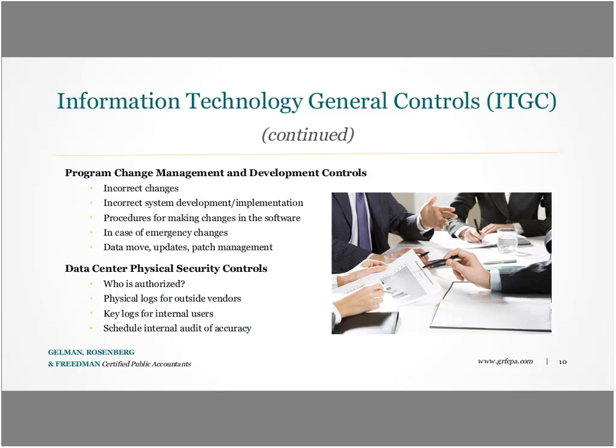The next general control is program change management and development control. What this really means is that if you have incorrect changes, it's going to result in incorrect data. And what happens if you have incorrect development or implementation of a system? You're going to end up with bad data. So there are two parts to it. Incorrect changes are going to result in incorrect data, and an incorrect system is going to result in bad data. You can have a team of people enter all the financial data into a system, and the end result is no good, it's zero, because it's a bad system.